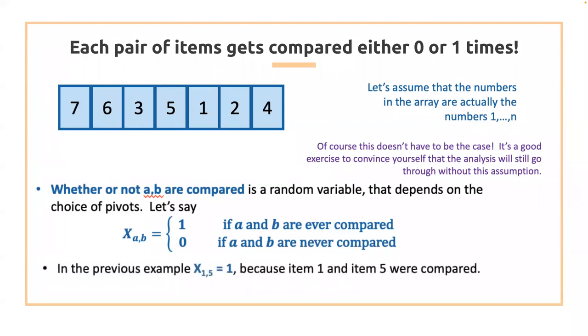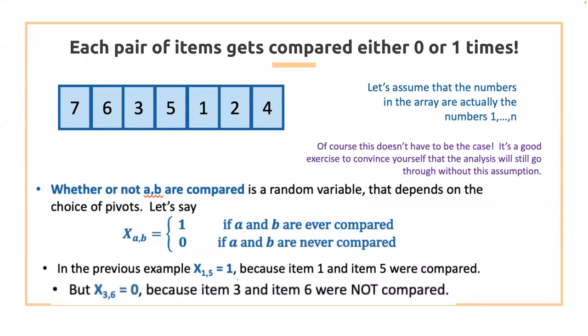In the previous example, for example, we said that 1 and 5 were compared once. So we would have x of 1, 5 equal to 1 because 1 and 5 were compared. The x's are all going to be either 0 or 1, but they're random variables, because we don't actually know if 1 and 5 get compared or not. It depends on how we pick the pivots. Another example is x of 3, 6 is 0 because 3 and 6 were not compared in that example.